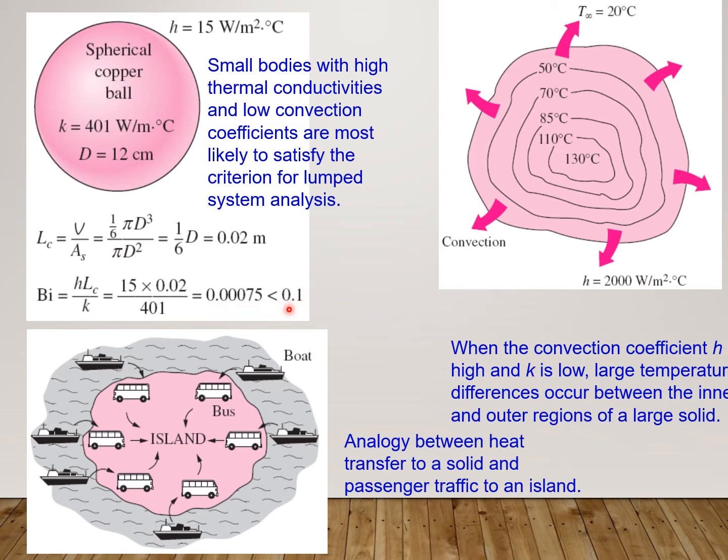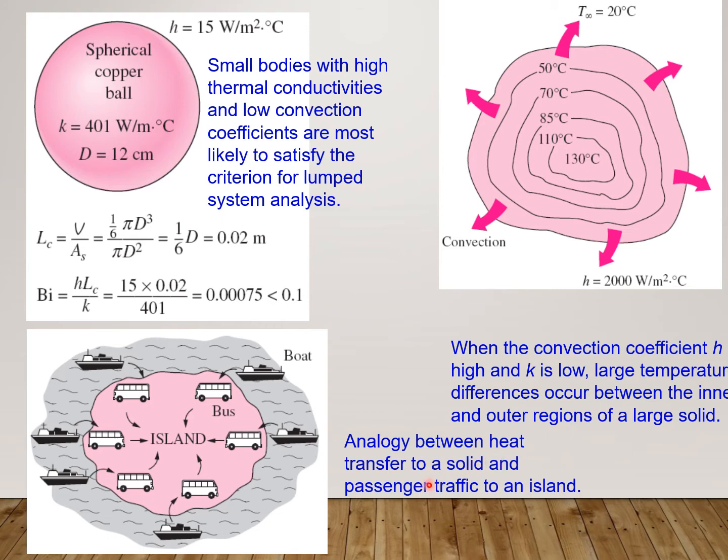For a lumped system, as I told before, the Biot number is always less than 0.1. When the convection coefficient h is high and k is low, a large temperature difference occurs between the inner and the outer regions of a large solid. This cannot be said to be a lumped system.